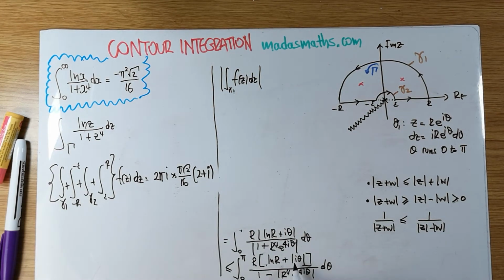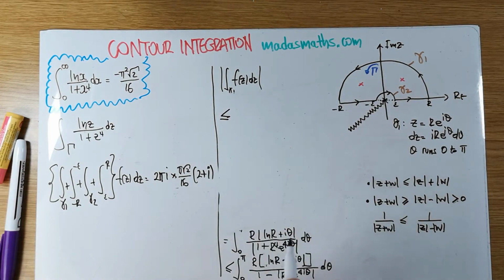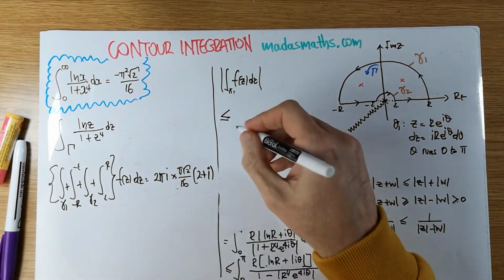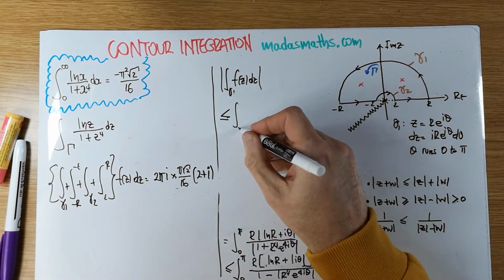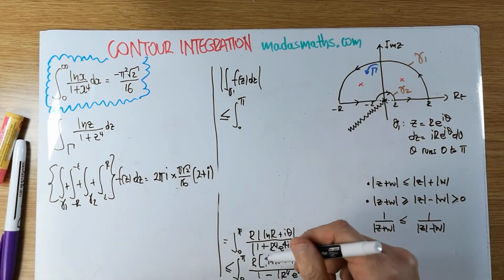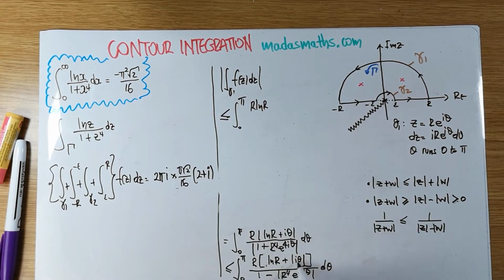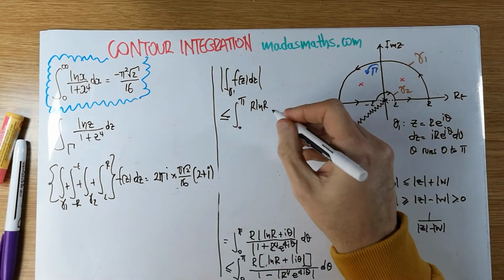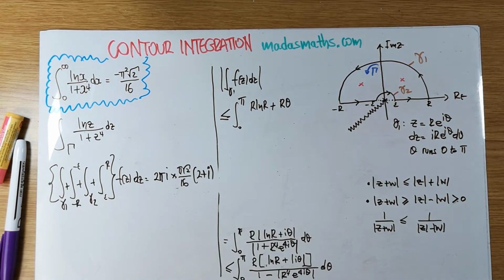what do we have in here? First of all, this is going to be less or equal because we had lots of less or equal along the way. And that was pi there, 0 to pi. And we have r log r, and the mod of i theta is, of course, the mod of i times the mod of theta, which is just theta. So plus r theta for this particular quantity.